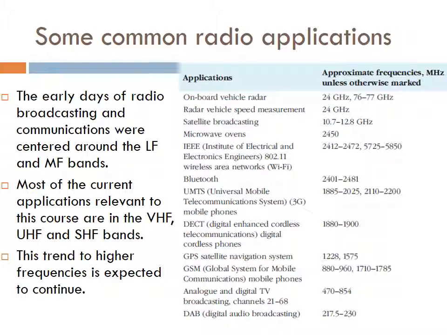GSM at 880 to 960; analog and digital TV broadcasting at 470 to 854 MHz, as seen in the previous example; digital audio broadcasting at 217.5 to 230 megahertz.